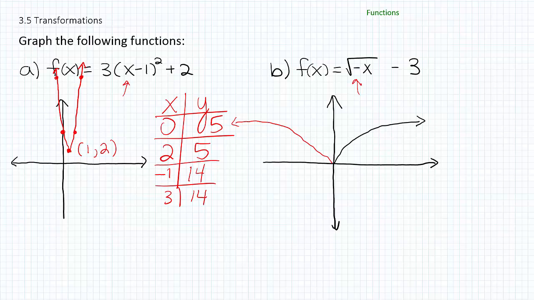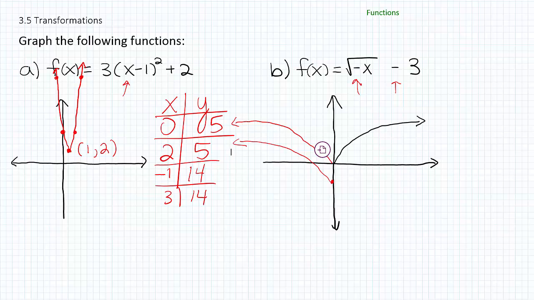And then because of this minus 3 that's slapped at the end of the function, the function will move down 3 units, meaning that its starting point will no longer be at the origin, but rather down here 3 units. So the graph will essentially look something like this. And that could basically be your graph. That would suffice for a rough sketch.